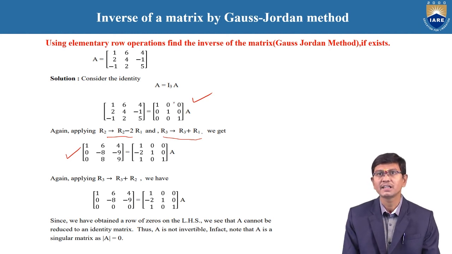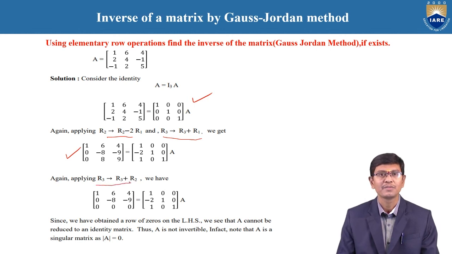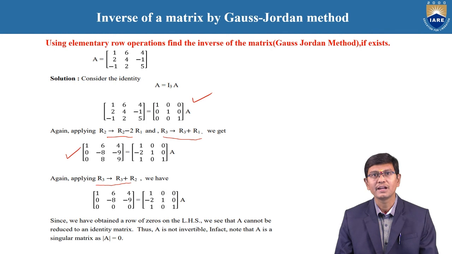The right side is 1 0 0, minus 2 1 0, and the third row is 1 0 1, into A. And when we apply R3 = R3 + R2, the last row 0 8 9 is clearly reduced to 0 0 0. The right side matrix's last row is 1 0 1.